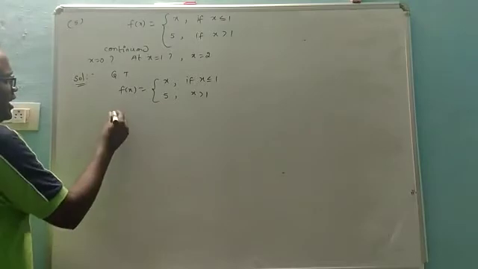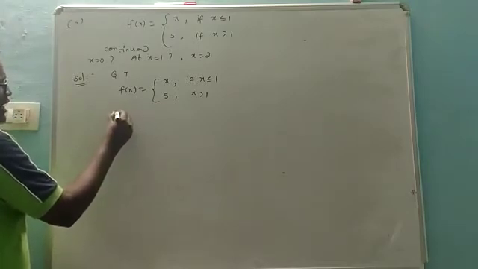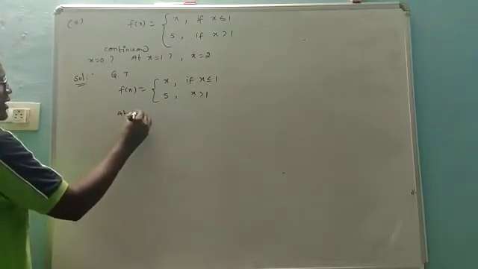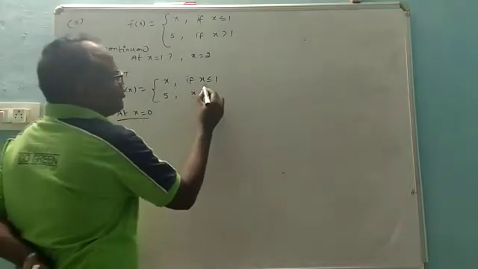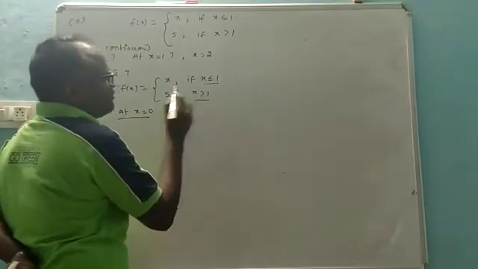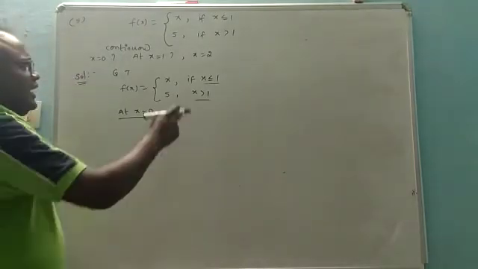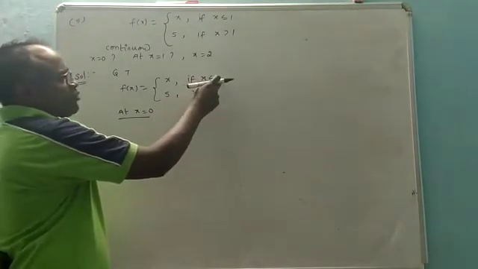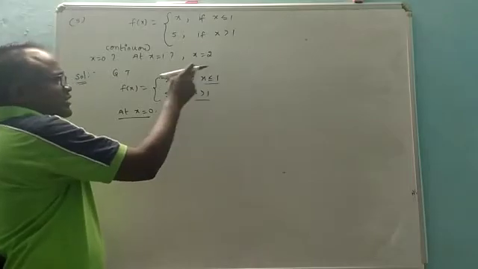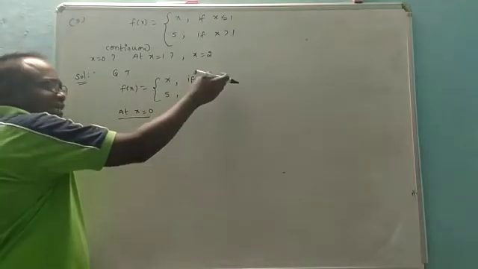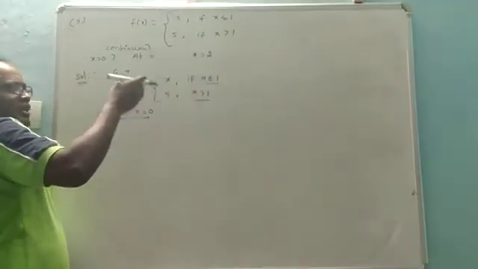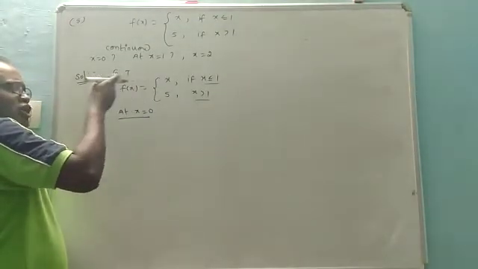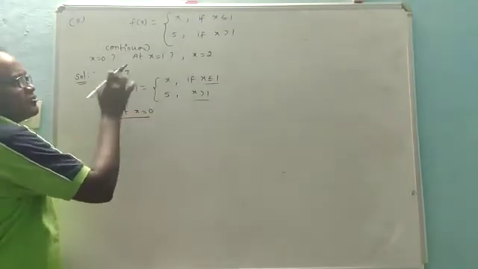First of all, you verify whether it is continuous at x equal to 0. What is the meaning of x less than or equal to 1? What is the meaning of x greater than 1? X less than or equal to 1 means x equal to 1 also has the same function x. X less than 1 means 0, minus 1, minus 2, minus 3 and so on. The function is x only.